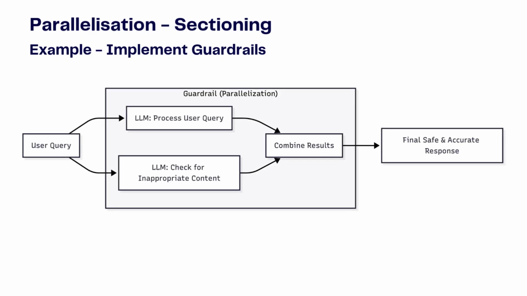As another example, we can implement guardrails using sectioning parallelization. Imagine a system that handles user queries but also needs to screen for inappropriate content or harmful requests. One LLM handles the core user query. Another LLM works in parallel to screen the input for inappropriate content. The results are combined to produce a safe and accurate response. This method is much more effective than having a single LLM try to handle both requirements, the core task and the guardrail checks, because it separates concerns and allows specialized processing.